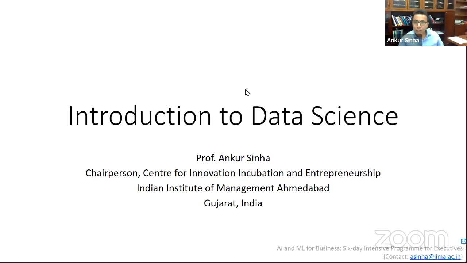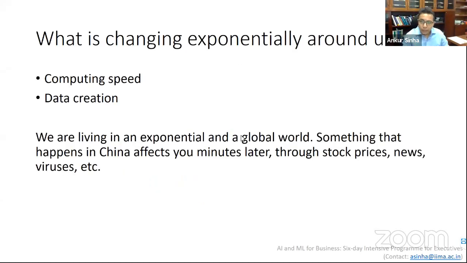So let us get started with an introduction to data science. As we know, a lot of things around us are changing exponentially. I very commonly do a session on exponential thinking for executive education participants who come down on the campus. Exponential thinking is important because there are at least a couple of things around us which are changing exponentially, which is computing speed, and the second thing is data creation. And in the current scenario, the COVID-19 scenario, there is a third thing as well, which is changing exponentially.